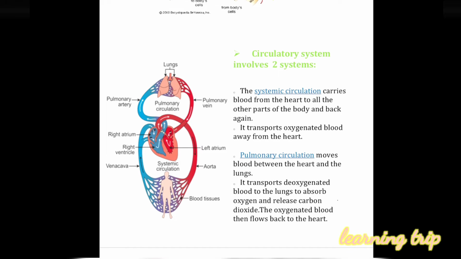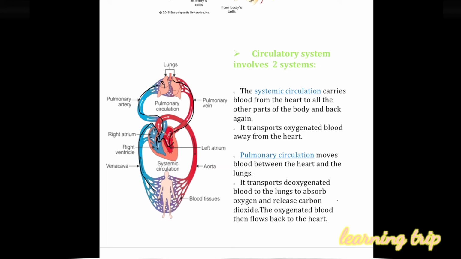So let's learn through this diagram. Deoxygenated blood enters the right side of the heart. The blood then enters the lungs through pulmonary artery. The blood then gets purified and the oxygenated blood then enters the left side of the heart through pulmonary vein. So this completes the pulmonary circulation.